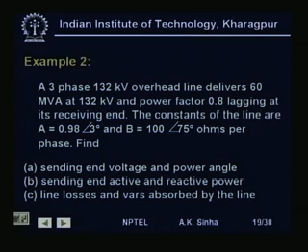Now, this problem states a 3-phase 132 kV overhead line delivers 60 MVA. Mind it, this is 60 MVA, not megawatt. 60 MVA at 132 kV and power factor 0.8 lagging at its receiving end. That is, VR or V2 is given as 132 kV, and the SR is the MVA value, given as 60 MVA at 0.8 power factor lagging. The constants of the line are given as A equal to 0.98 with an angle 3 degrees and B equal to 100 with an angle 75 degrees ohms per phase.